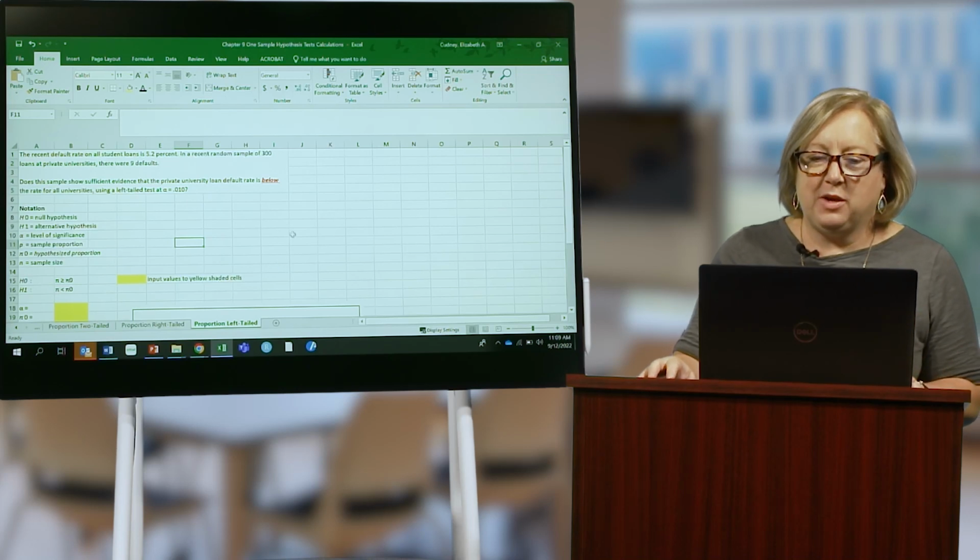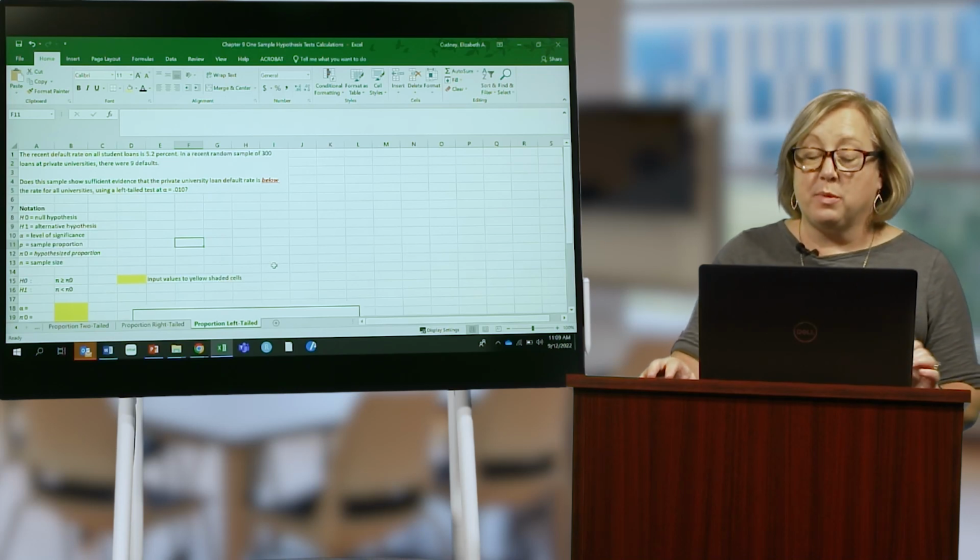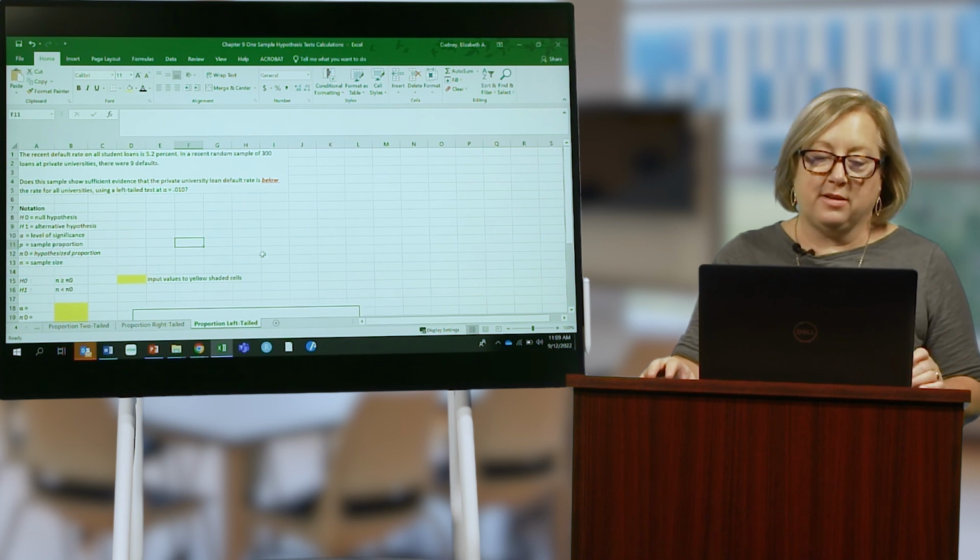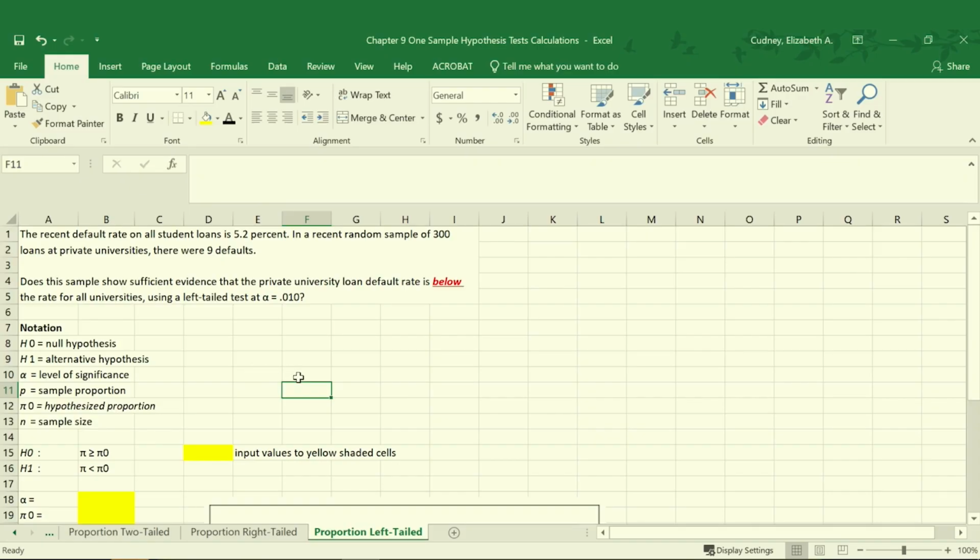Let's take a look in this video at a one-sample hypothesis test for proportions when we're looking at a left-tailed test. In this example, we're looking at the recent default rates on student loans. It's currently at 5.2%. In a recent random sample of 300 loans at private universities, there were 9 defaults. We want to see if the sample shows sufficient evidence that the private university loan default rate is below the rate for all universities. So we're going to use a left-tailed test and an alpha value of 0.01.